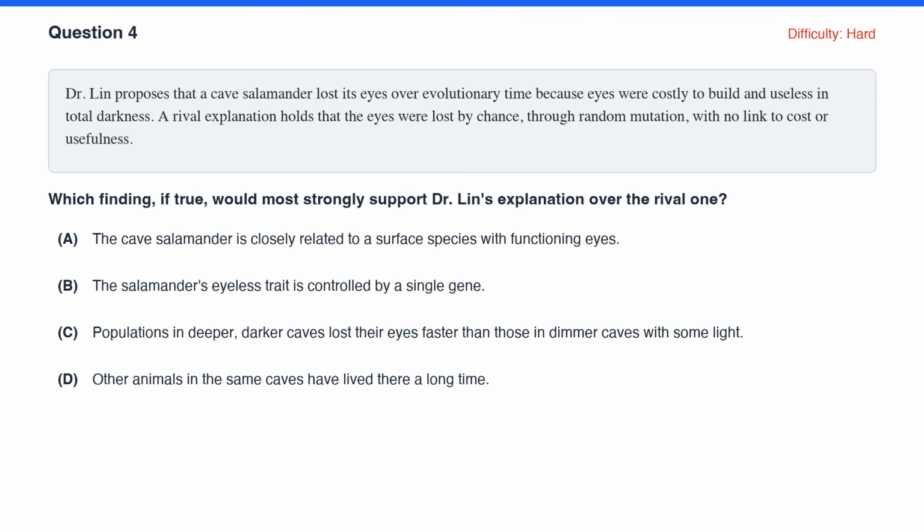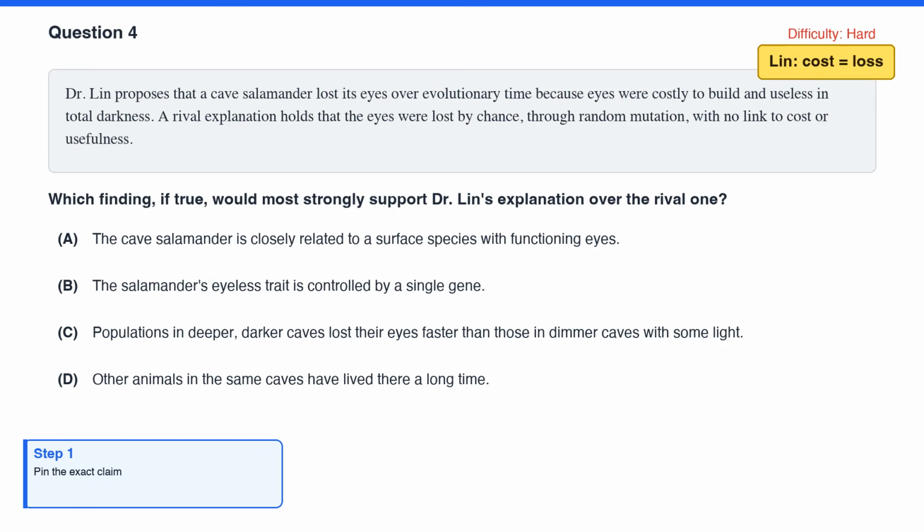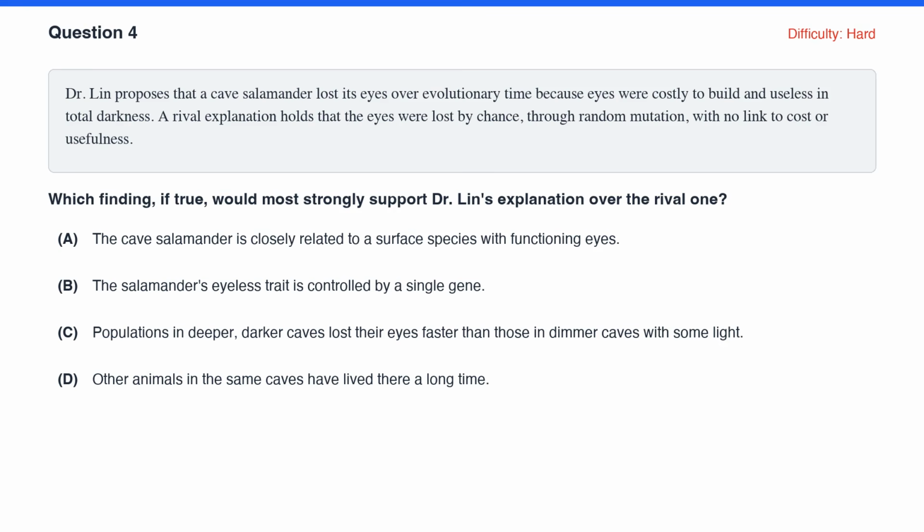Now a hard one. Formula time. And watch the stem. It asks us to support Dr. Lin's explanation over a rival. Dr. Lin says a cave salamander lost its eyes because eyes were costly and useless in the dark. The rival says the eyes were lost purely by chance. Step 1, pin the exact claim. Pin both explanations. Lin, loss is tied to cost and uselessness. Rival, loss is random, no link to usefulness. The word over means my answer has to fit Lin and not fit chance.